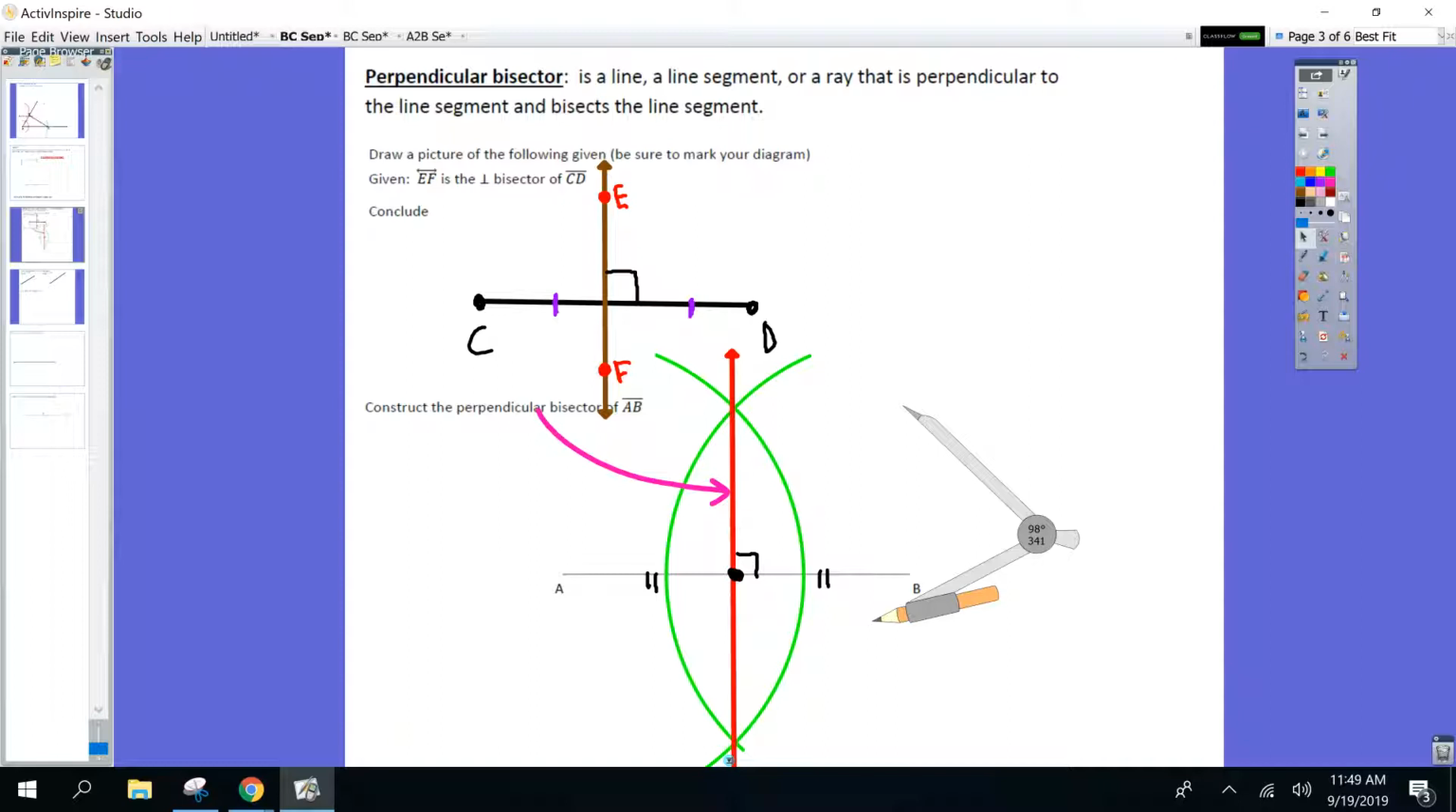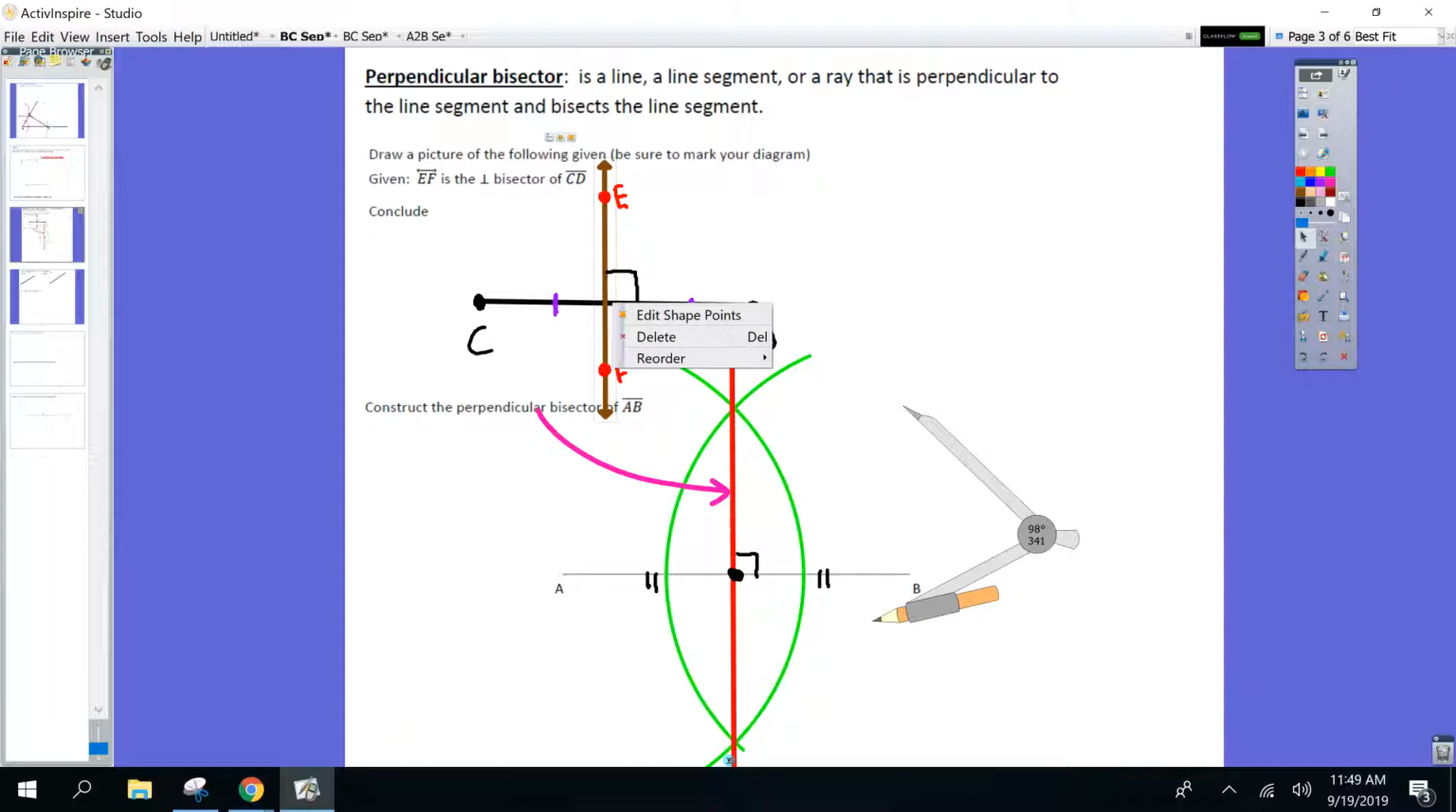All right. So I had EF, the perpendicular bisector. It was perpendicular, that's why I have the right angle symbol here. And it bisects CD, so that's why I have the hash marks. If it does bisect, where's it got to go through? What is this point right there? That is the midpoint of CD.